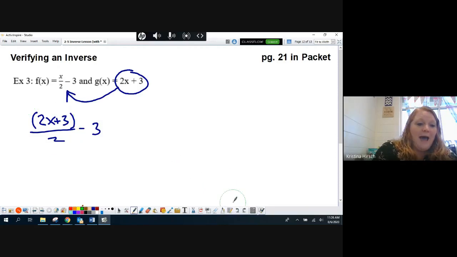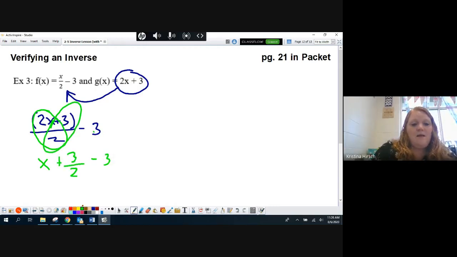So really what you have is this right here would be divided by 2. So that would be x plus 3/2 minus 3. And I don't even have to finish that. I already know it's not x, right? So I already know it's not an inverse. All right, but I'm going to still do the other one just so that you can see, just in case, because some of y'all are going to get to that point. You're going to be like, I think I messed up, right? So instead, let's try it the other way so that you can see that it still does not work out.